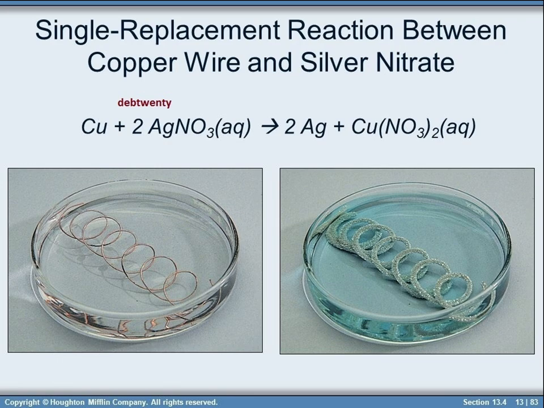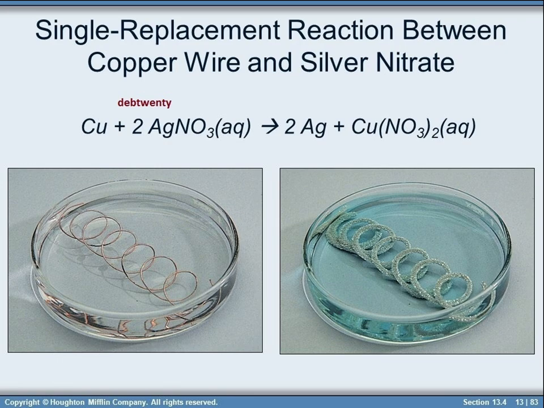In this case, the more active metal, which is copper, is replacing the less active metal, silver, in the solution. This reaction is represented by the following equation on the screen here. Copper reacts with silver nitrate in solution to form silver plus copper nitrate, again, in solution.